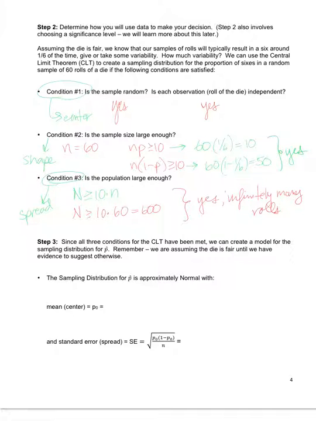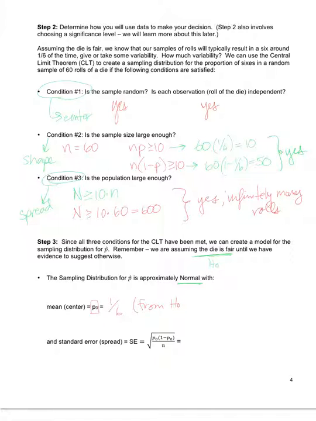So step 3 says, since all 3 conditions for the central limit theorem have been met, we can create a model for the sampling distribution for p hat. So remember, we are assuming the die is fair. That's our null hypothesis. All right, so the sampling distribution for p hat is approximately normal. That second condition was met, so we know the shape. It's going to have a mean equal to the null hypothesized value. So that's our 1/6. Because again, we're assuming the die is fair, or we're assuming the null hypothesis is true until we get any other evidence to suggest otherwise.